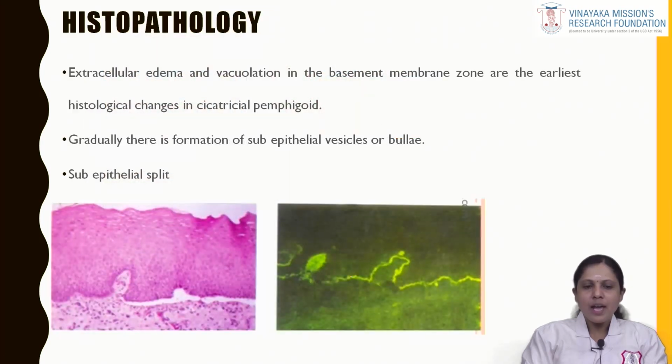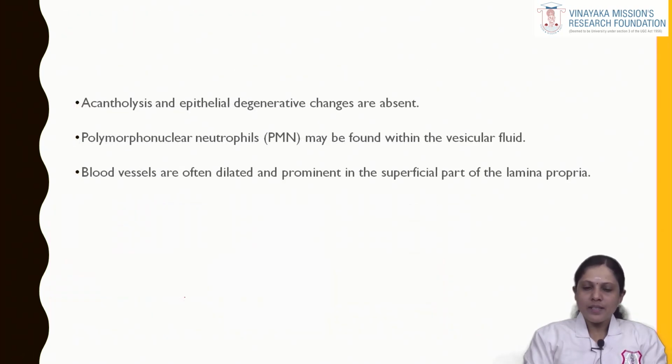Under histopathology, extracellular edema and vacuolation in the basement membrane zone can be seen, which are the earliest histological changes in cicatricial pemphigoid. Gradually there is subepithelial vesicle or bullae formation, and subepithelial split can be noted over here like this. Acantholysis and epithelial degenerative changes are absent, and polymorphonuclear neutrophils may be found within the vesicular fluid. Blood vessels are often dilated and prominent in the superficial part of the lamina propria. So this is about cicatricial pemphigoid.